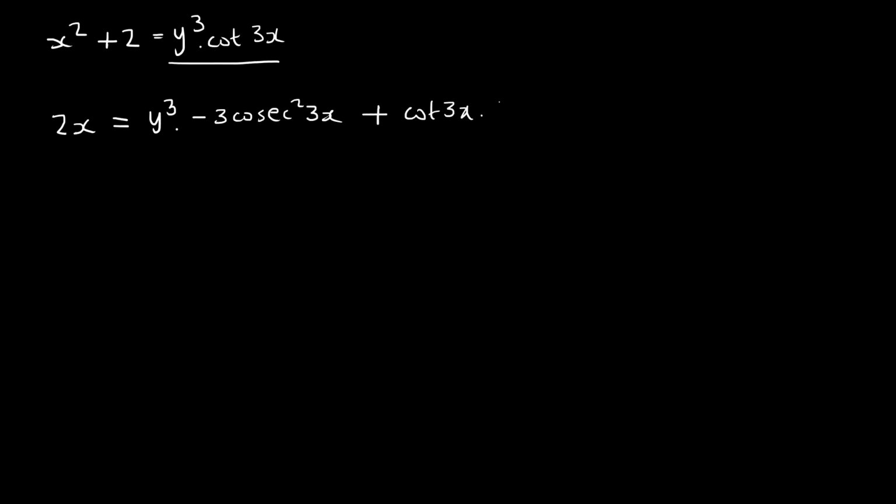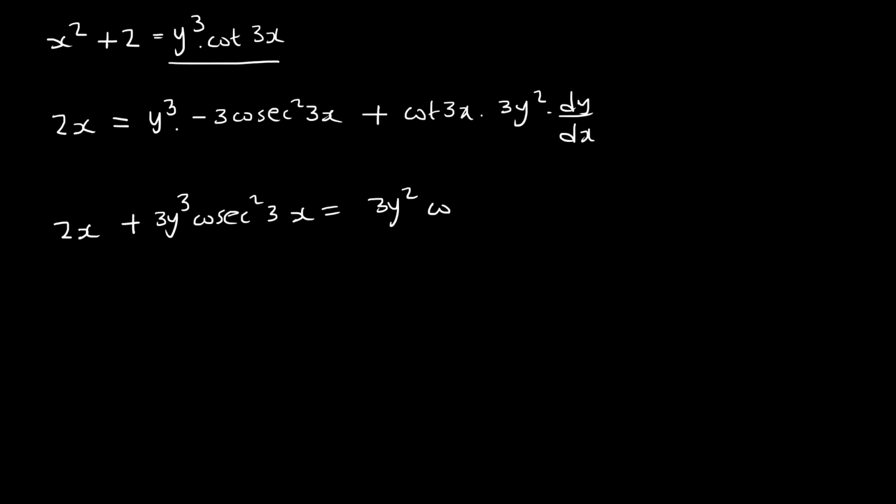If I derive y, I have 3y squared times dy/dx. Remember, every time you derive y, you must put dy/dx. Then we are done. Remember, we have to solve for dy/dx. So if I have to solve for dy/dx, I'm taking everything to the other side. So this negative 3 will make this positive 3y cubed cosec squared 3x equals 3y squared cot 3x dy/dx.